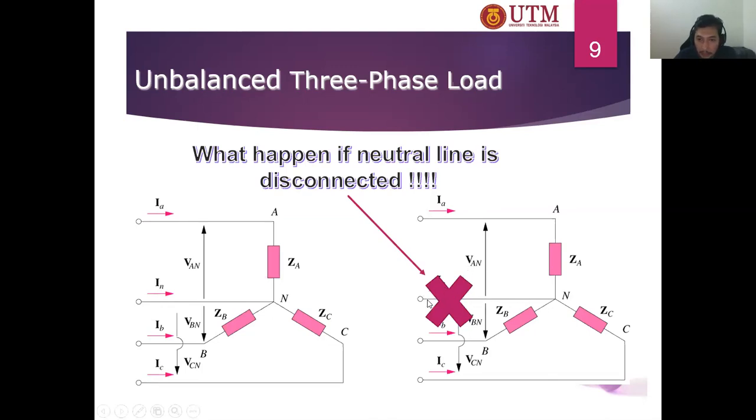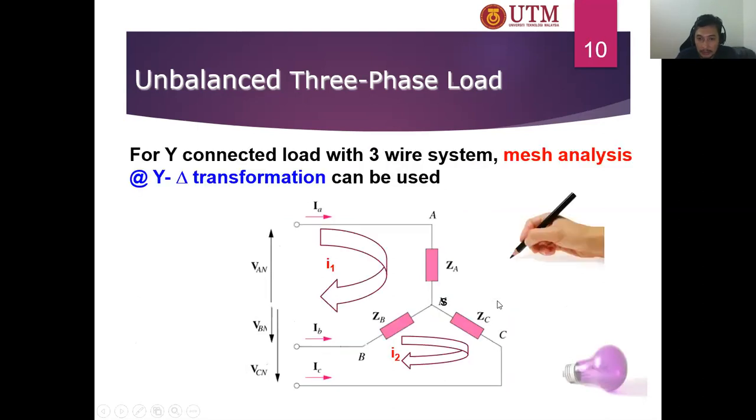Because if you don't have the neutral line here, you cannot actually calculate the VAN here. Okay, VAN is no longer valid. But do not panic, because it actually simplifies the circuit analysis. If the neutral line is disconnected, the analysis can be done by using a very simple mesh current analysis. As you can see here, you need to draw the line mesh currents. So we have two mesh currents here, I1 and I2. From here, you can calculate the IA, VAN, VAB, and so on. Okay, so the best solution is by using mesh analysis.